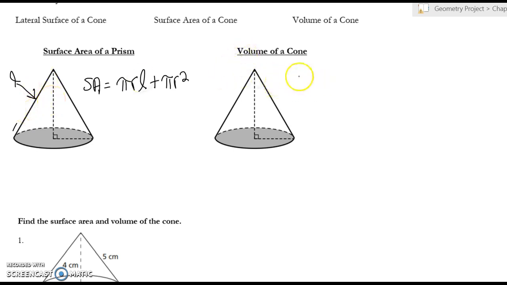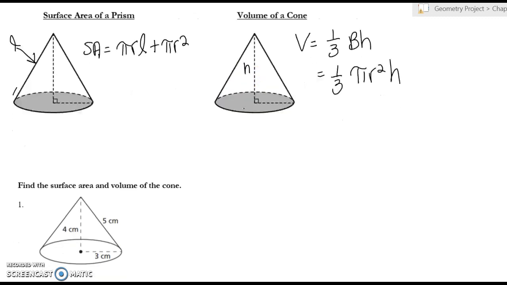Okay, so the volume of a cone is nice because it's the same thing as the volume of the prism. It's 1/3 the area of the base times the height. And because this is a circle, the base is always pi r squared times the height. And here's the height. The height is that perpendicular height through the center of the cone, or the height from the cone to the vertex, as long as it's a right angle.